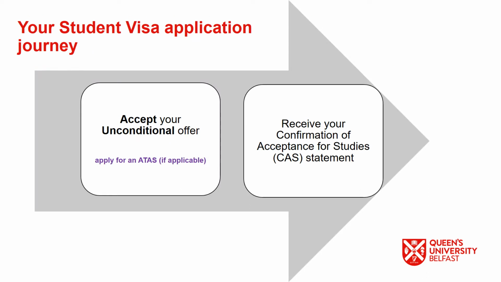Now I would like to explain to you the stages of the student visa application journey that you will need to follow to be granted a visa to study at Queen's. Firstly, you need to accept your unconditional offer. This is very important because you cannot progress through the journey until this happens. And if your offer letter states so, you need to apply for an ATAS certificate.